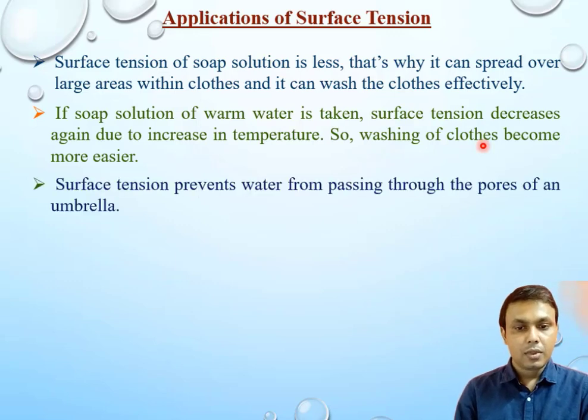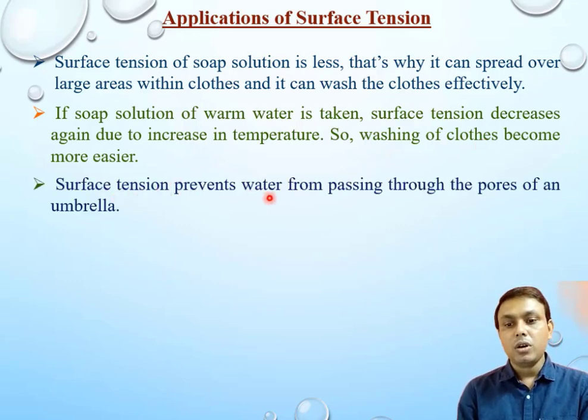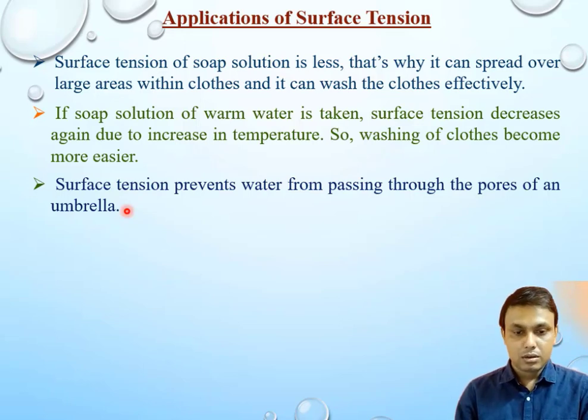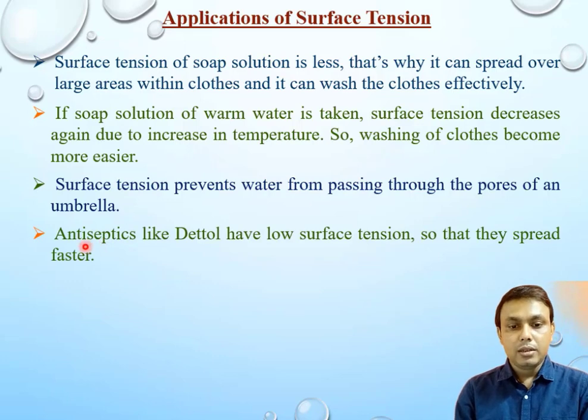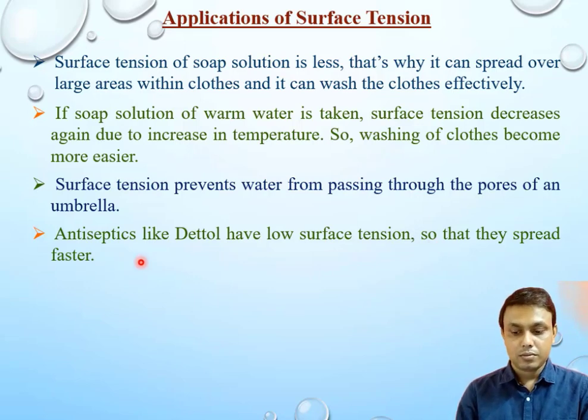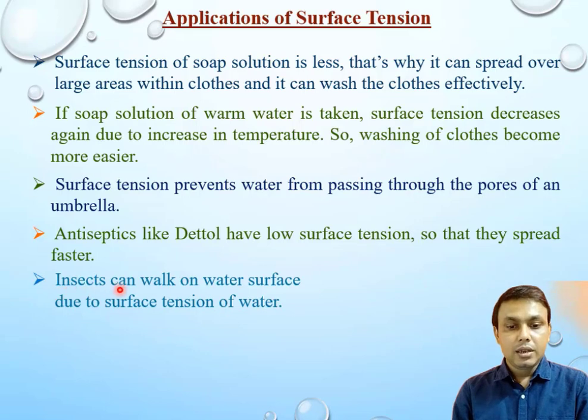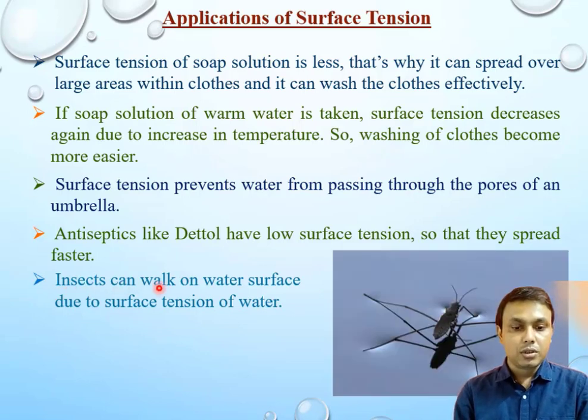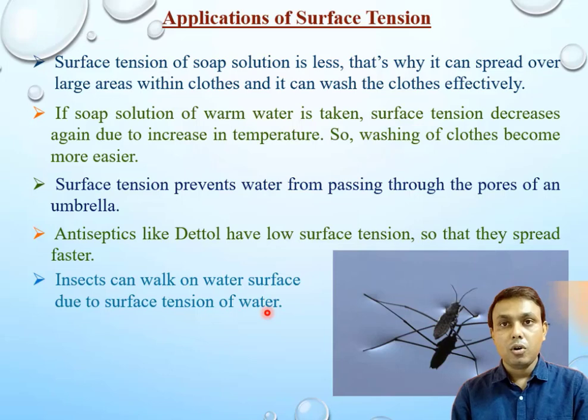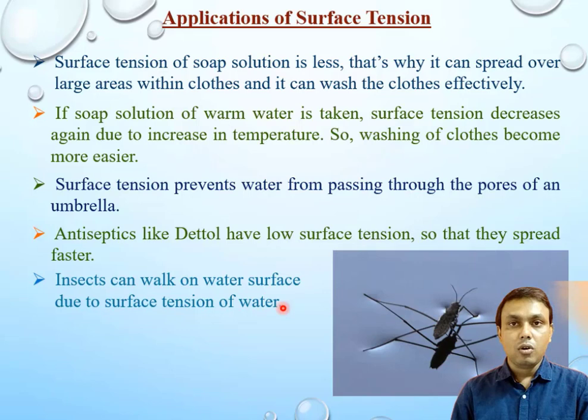Next, surface tension prevents water from passing through the pores of an umbrella. That is, water never enters through the pores of the umbrella cloth, and the reason is surface tension. Next, antiseptics like Dettol have low surface tension so that they spread faster. Next, insects can walk on the water surface due to surface tension of water. So all of these are examples of surface tension.